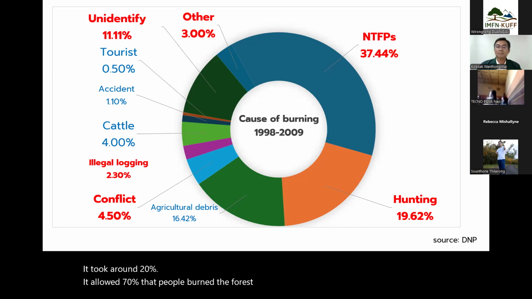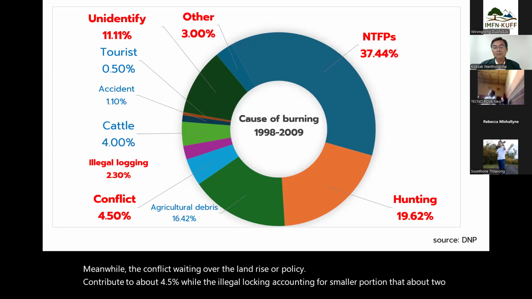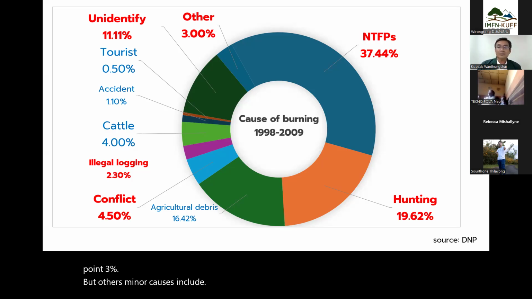forest for hunting. Agricultural debris burning makes up about 16%, reflecting land clearing and residue management practices. Meanwhile, conflict, whether over land rights or policy, contributes about 4.5%, while illegal logging accounts for a smaller portion, at about 2.3%. Other minor causes include cattle grazing, accidents, and tourist activities, which are not much in percent.